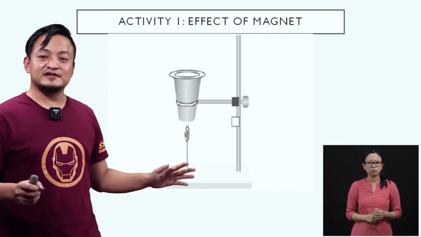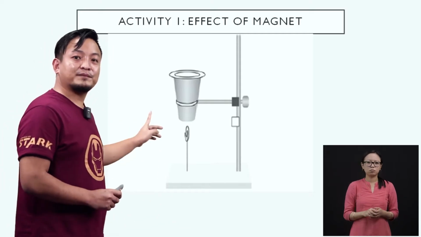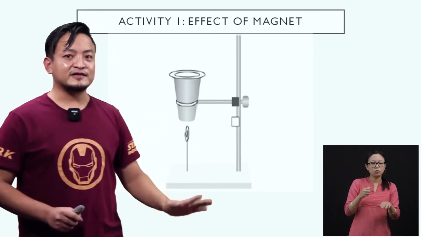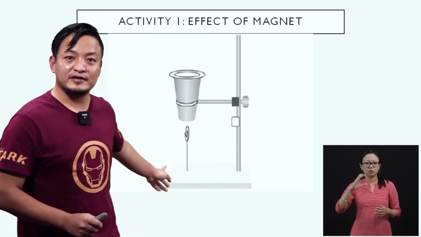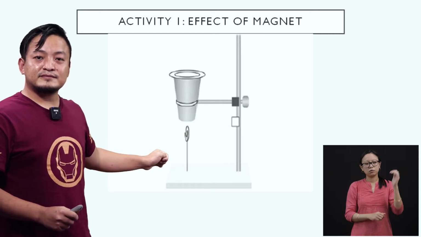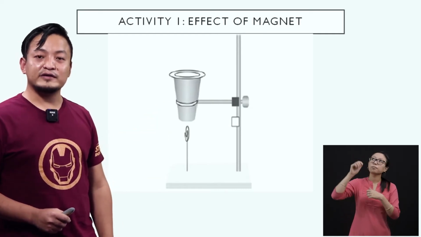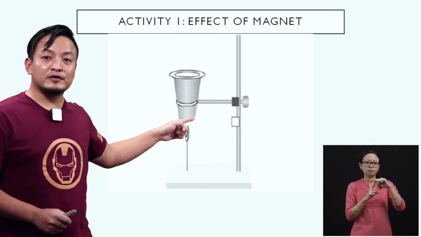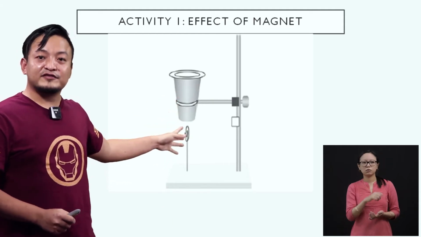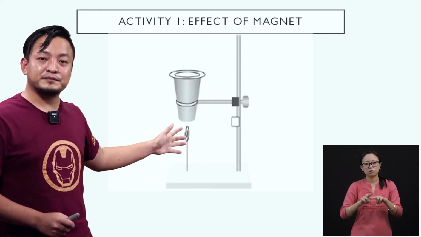No one is touching it, but it is going up, as if it looks like a kite. Students, this is an example of the effects of magnet. I'm sure you will try this activity at home. It is a very simple experiment.